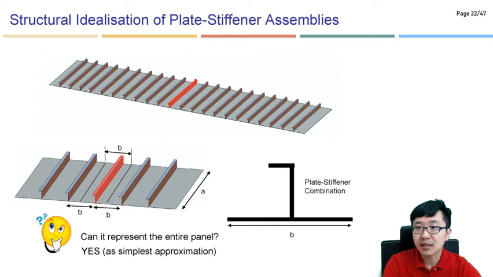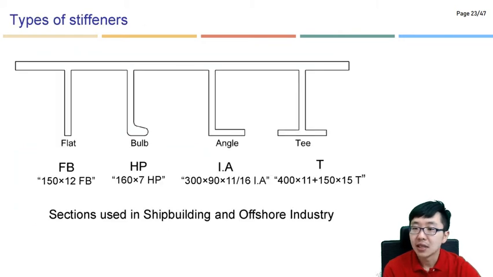And let us simplify it like plate stiffener assemblies. As I explained earlier, the plate stiffener combination model is here. And the question is, can it represent the entire panel? Of course, yes. The simplest approximation technique can be applied, like that, the PSC model. And there are several types of stiffeners, like flat, bulb, angle, and tee. In general, we love to use flat, T, and angle.